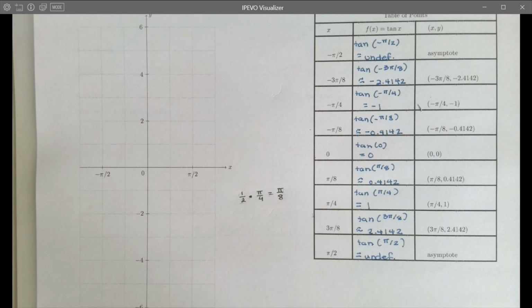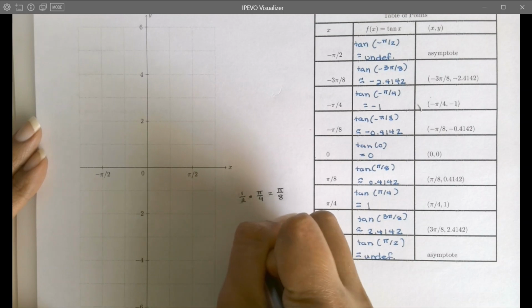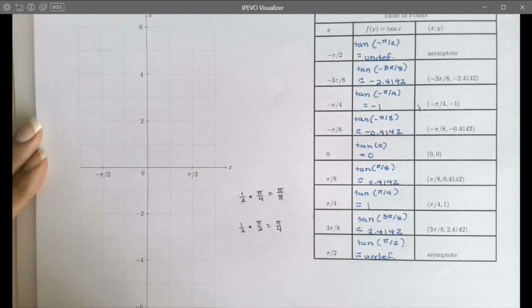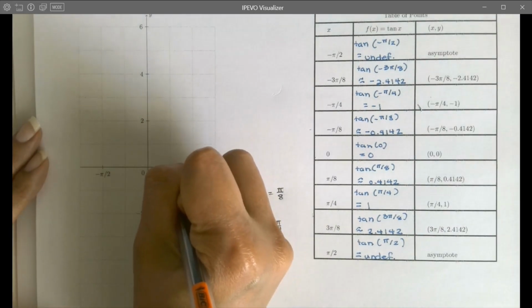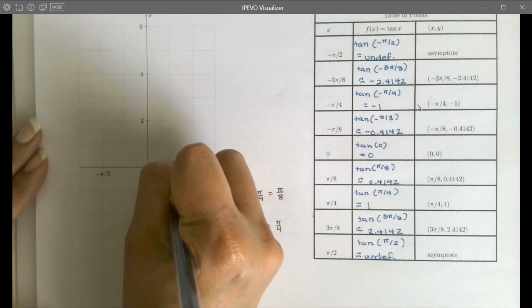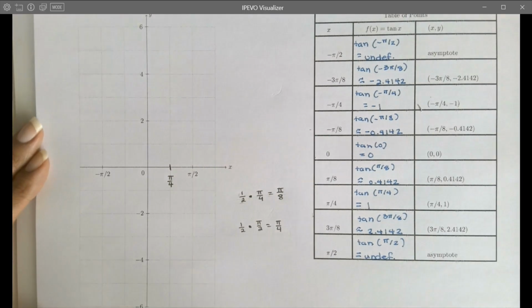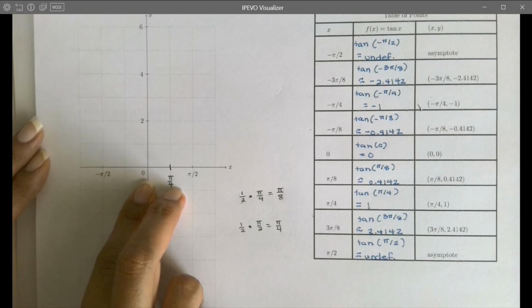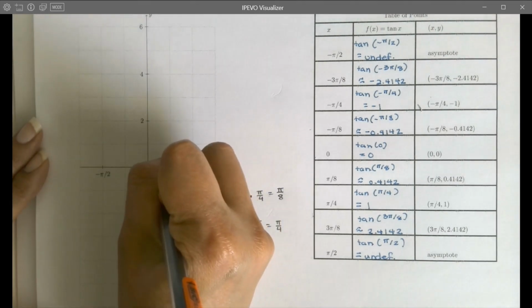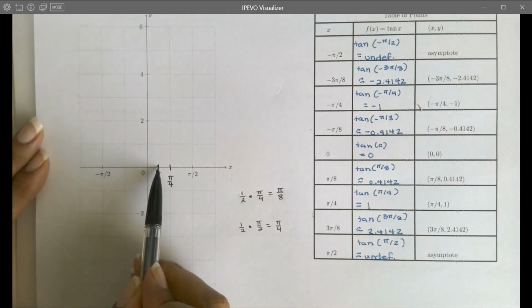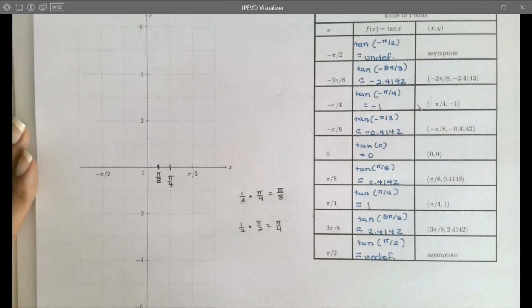So where is pi over 4? Well, pi over 4 is half of pi over 2. So if I take half of pi over 2, that is pi over 4. So this would be halfway between 0 and pi over 2. And half of pi over 4, so halfway between 0 and pi over 4, that's pi over 8. So this is allegedly right in the middle.